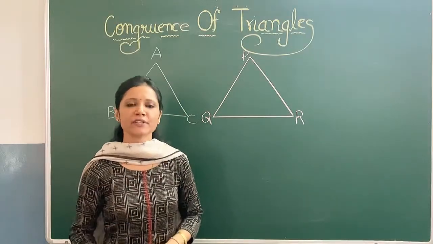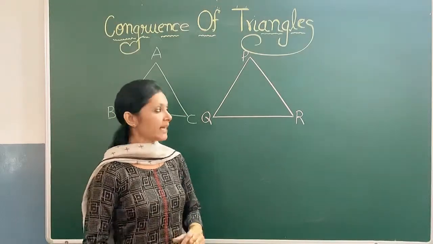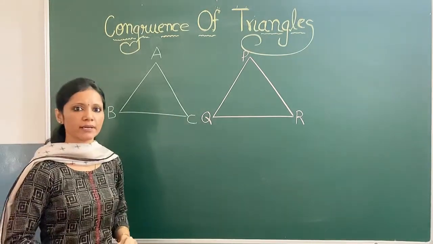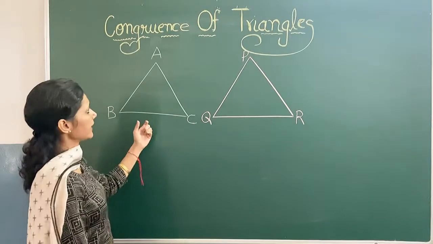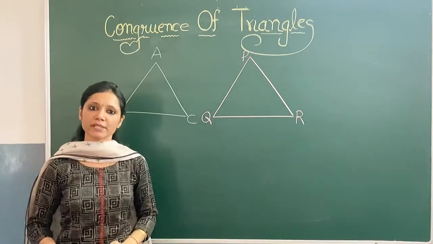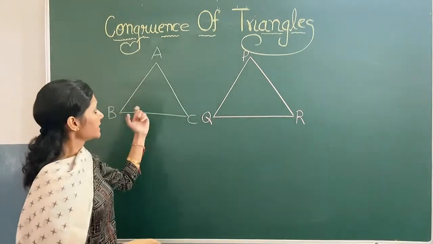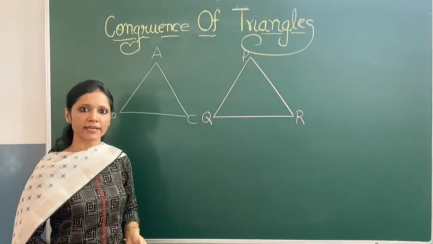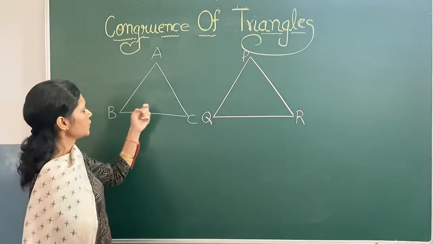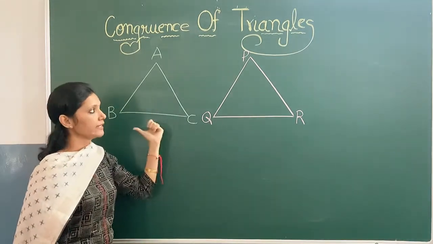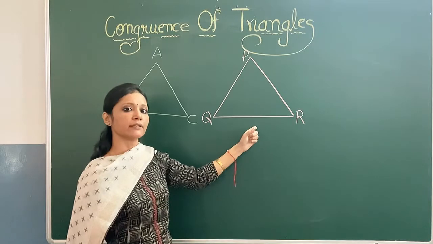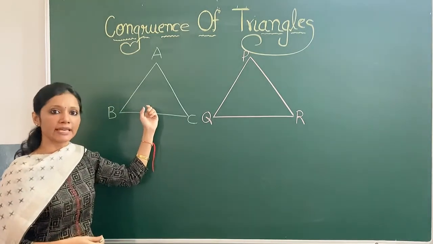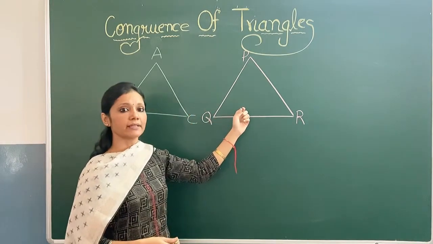So let's start with congruency of triangles. So I have two triangles here, triangle ABC and triangle PQR. Now when can I say that triangle ABC is congruent to triangle PQR? So if all the three sides of one triangle are equal to all the three sides of the other triangle, and if all the three angles of one triangle are equal to all the three angles of the other triangle, then only can we say that triangle ABC is congruent to triangle PQR.